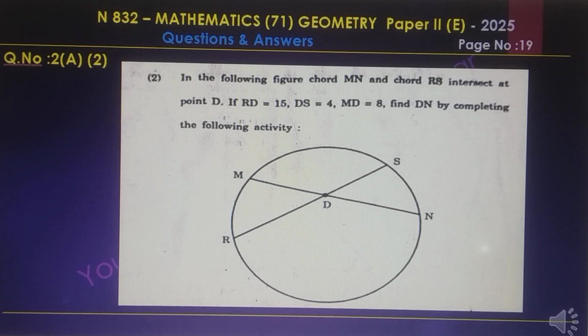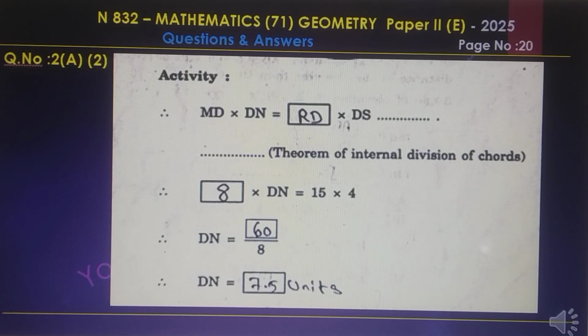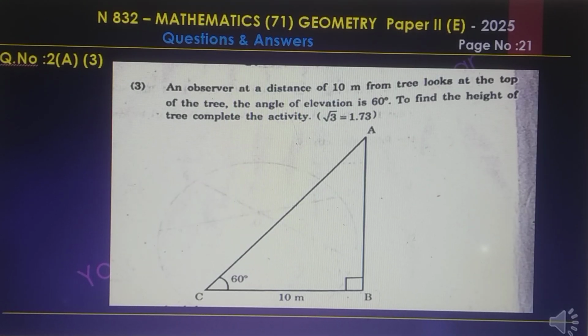And in the following figure, chord MN and chord RS intersect at point D. If RD is 15, DS equal to 4, MD equal to 8, find DN by completing the following activity. And here RD is there, and here 8, and 60 upon 8, we are getting 7.5 units.